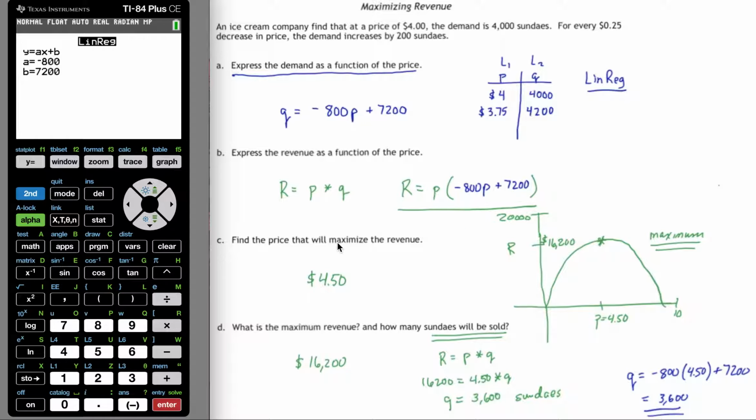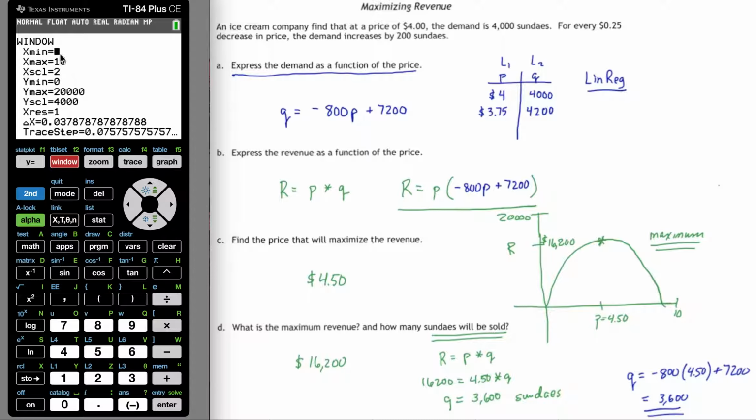Now to find the maximum revenue and the price at which it will be achieved, I'm going to graph this function. So I press Y equals, and then enter in the revenue function as you have it in part B. And then for my window, I thought a sundae shouldn't cost any more than $10. Knowing that 4 times 4,000 is already 16,000, I'm going to set a Y max of around 20,000. That's a little bit more. If I need to go higher, I can always do that in a minute.